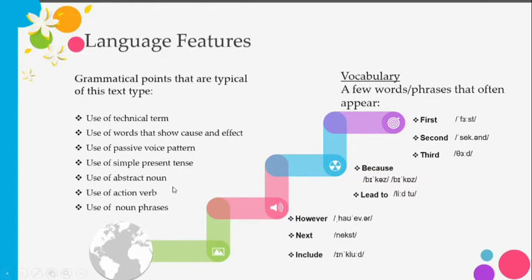And action verbs. What is an action verb? An action verb is a physical verb that is used to indicate an action. Because in explanation text we use simple present tense, of course the action verb will use verb 1. And when the sentence uses the passive voice pattern, the action verb will be changed into verb 3.